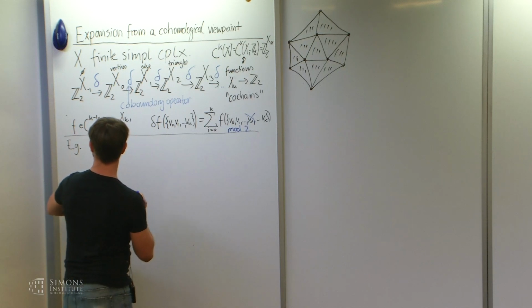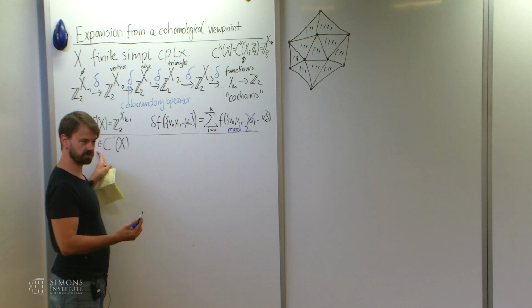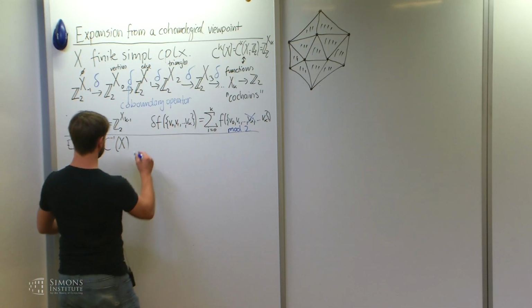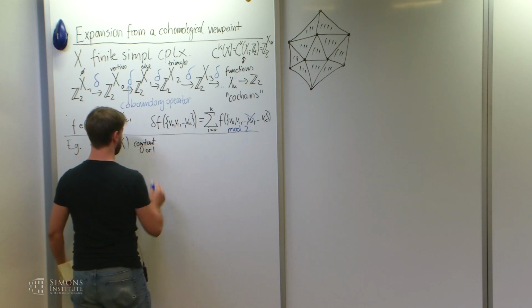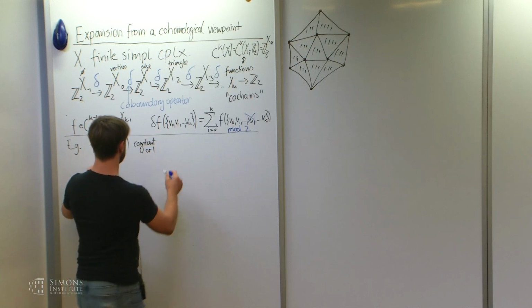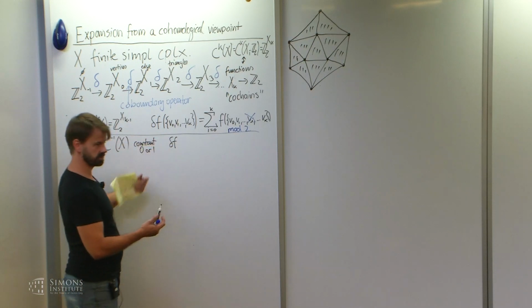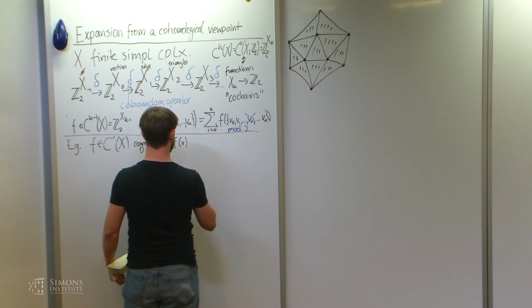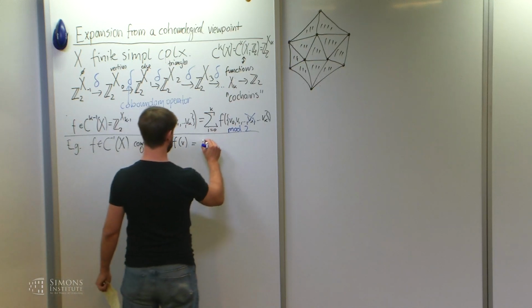Okay, so let's see. If f is in here, then it's just a function that assigns 0 or 1 to the empty set. So it's just a constant. And then delta of f eats a single vertex. And it's the same constant on every vertex.